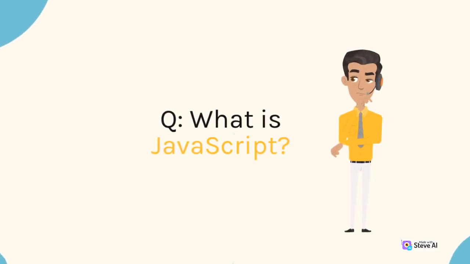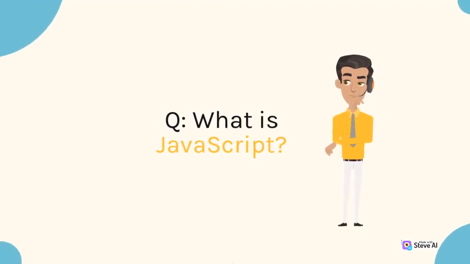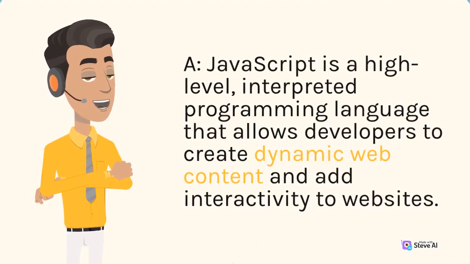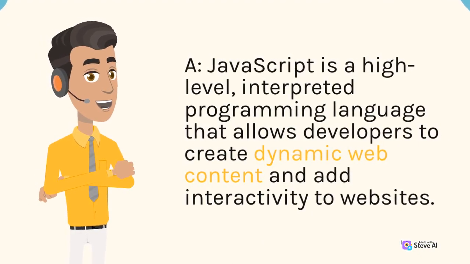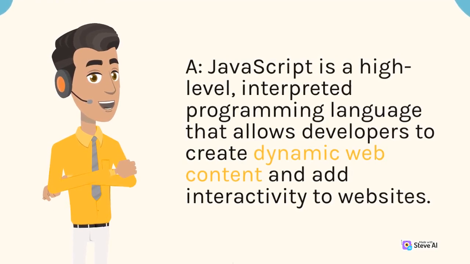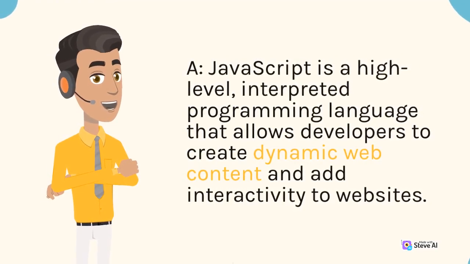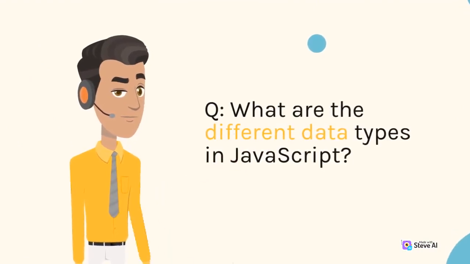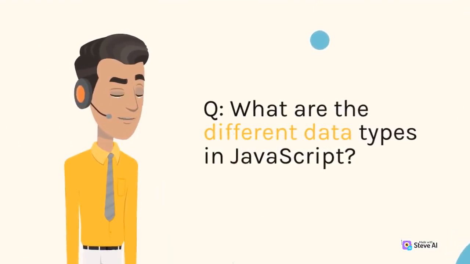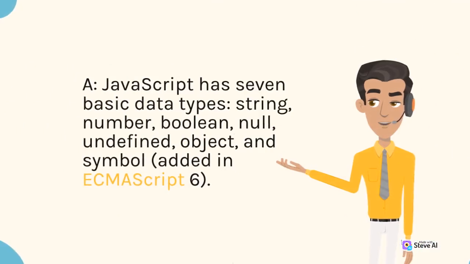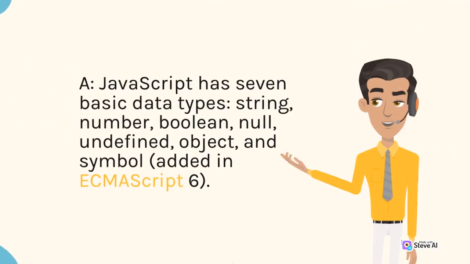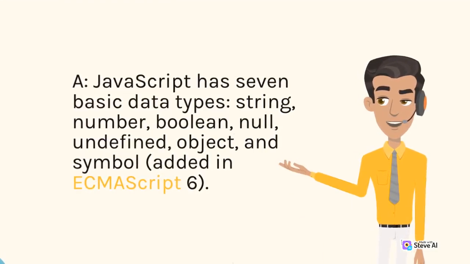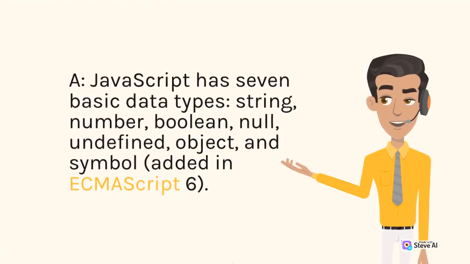Q. What is JavaScript? A. JavaScript is a high-level, interpreted programming language that allows developers to create dynamic web content and add interactivity to websites. Q. What are the different data types in JavaScript? A. JavaScript has 7 basic data types: string, number, boolean, null, undefined, object, and symbol, added in ECMAScript 6.